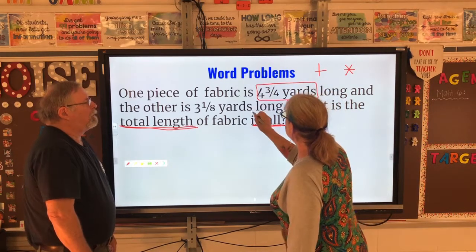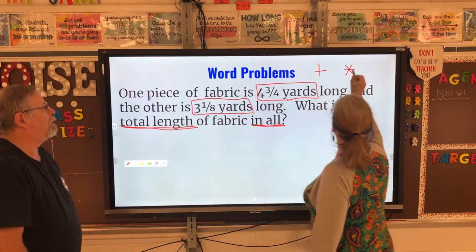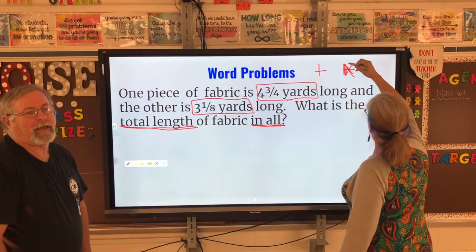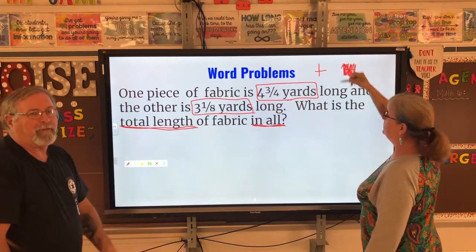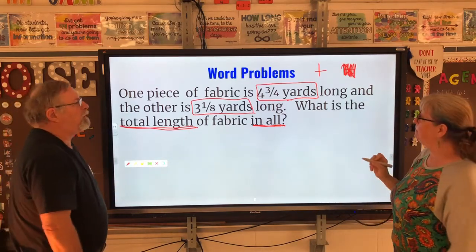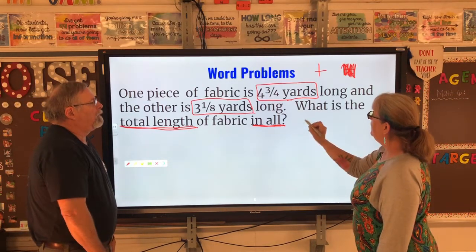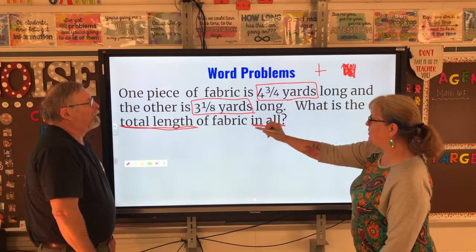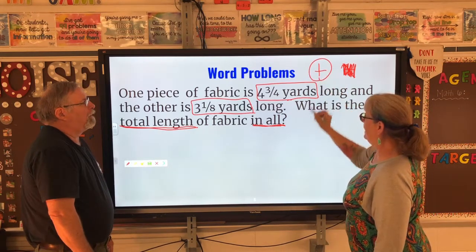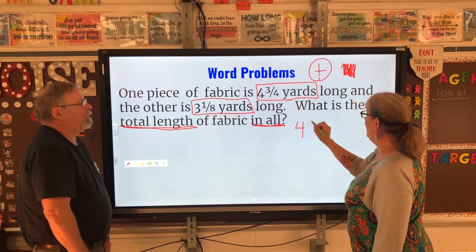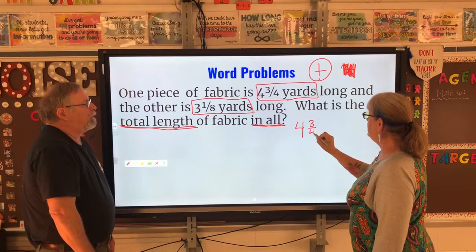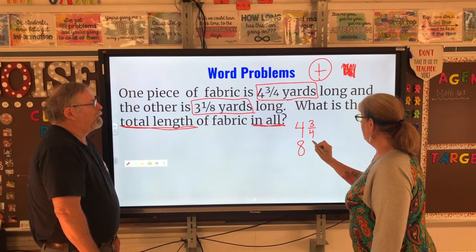I don't have the same number repeated multiple times, so it is not multiplication. It's not asking what 5 of them would be or 10 of them would be, which would be multiplication. So it's just the two numbers. I want the total length in all, so I'm going to be adding. I know anytime I do addition, I have to have a common denominator.